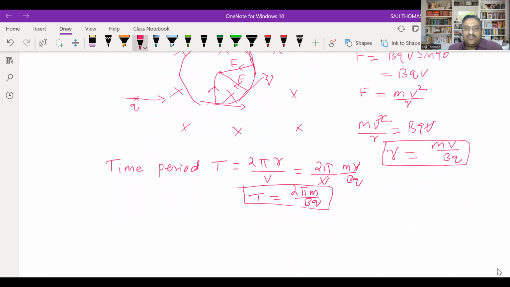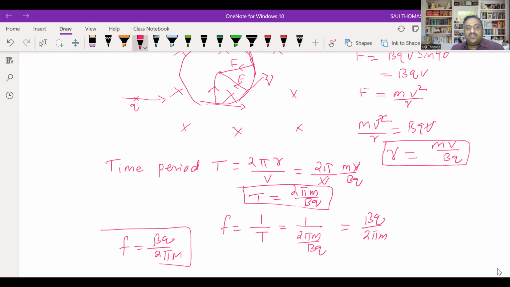Okay, now you can find out frequency. Frequency is 1 by T. That will be 1 by 2 pi m by Bq, so Bq by 2 pi m. f is equal to Bq by 2 pi m. So frequency also is not depending on speed or radius of the circular path. This frequency is known as cyclotron frequency.